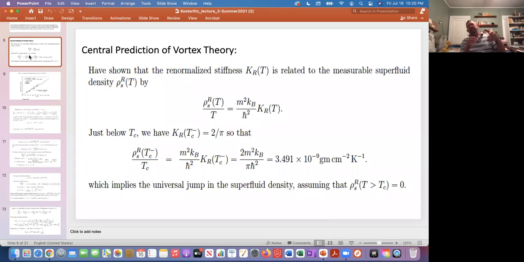But that's more a play on words, because if you're doing a perturbation expansion on something, you have to first of all figure out what your small parameter is. It's not necessarily a coupling constant, right? Here, the small parameter is the vortex fugacity, which is already a highly singular thing. It behaves like the exponential of minus 1 over temperature.